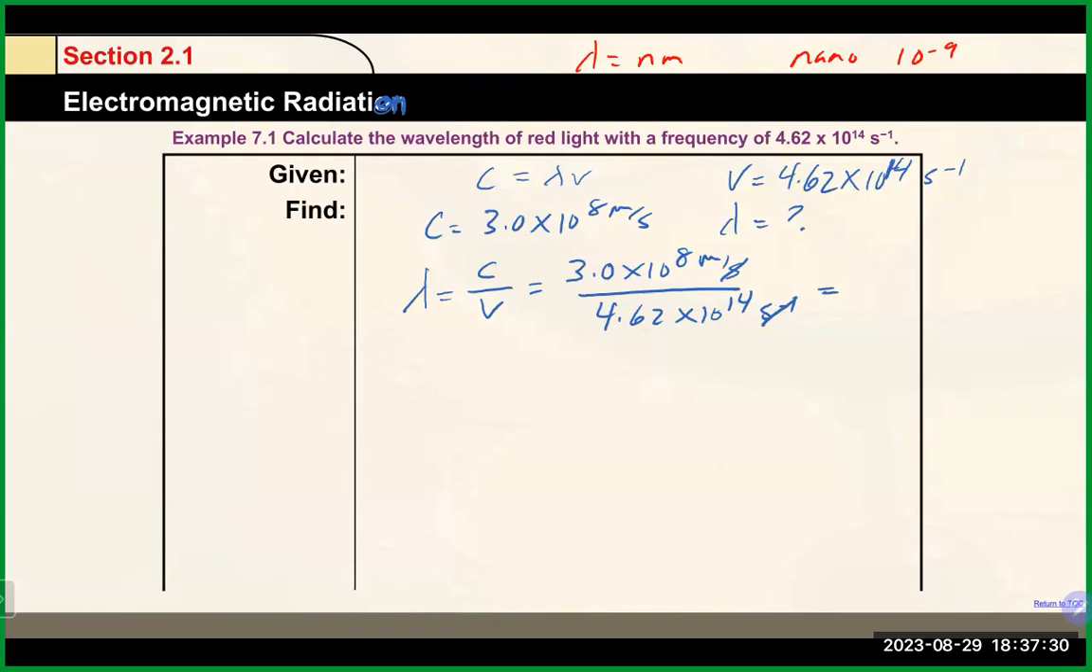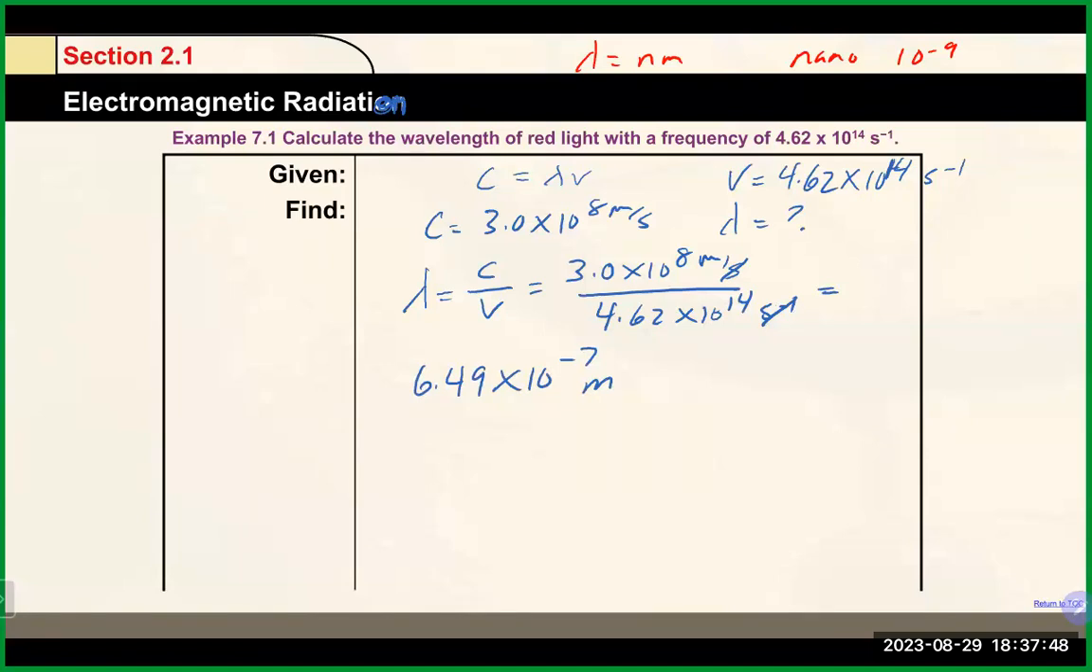That is going to get us an answer of 6.49 times 10 to the -7. Once again, this will be meters. First off, any questions on that so far?